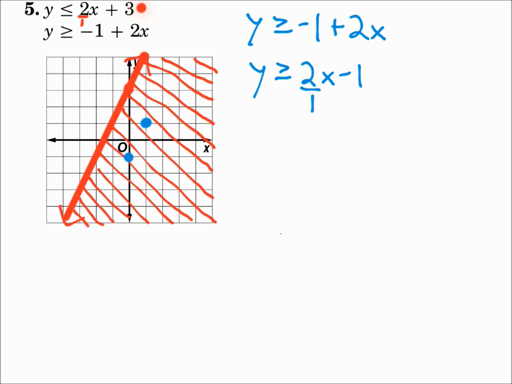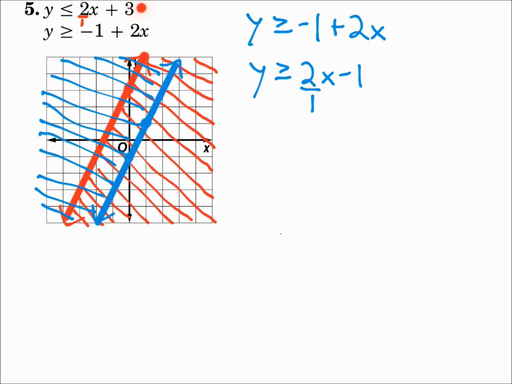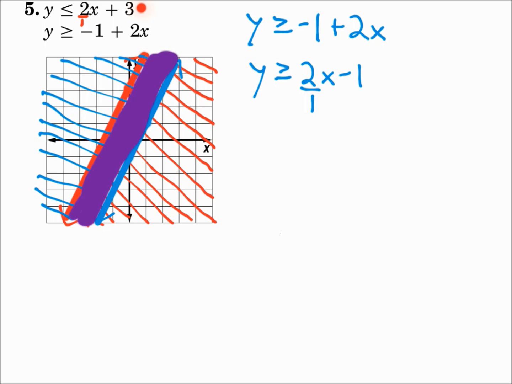It's greater than or equal, so it's a solid line, and greater is shaded above. These graphs overlap where red and blue come together to make purple, and that's the region in the middle.